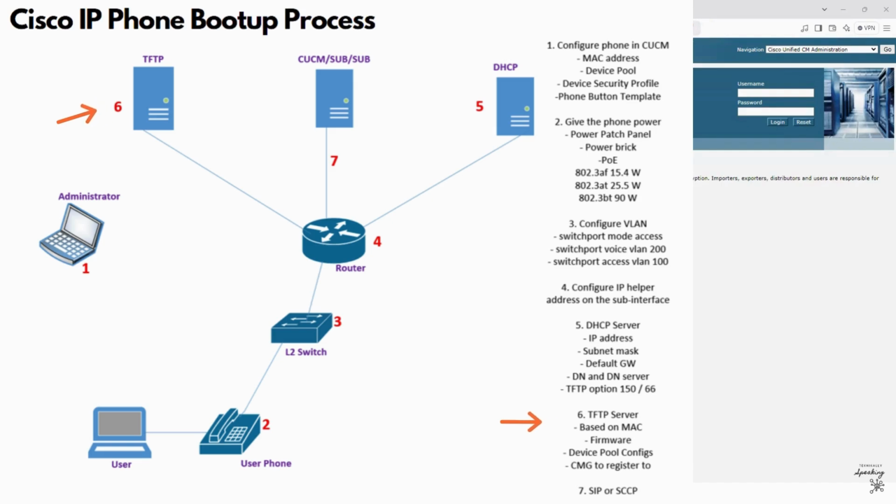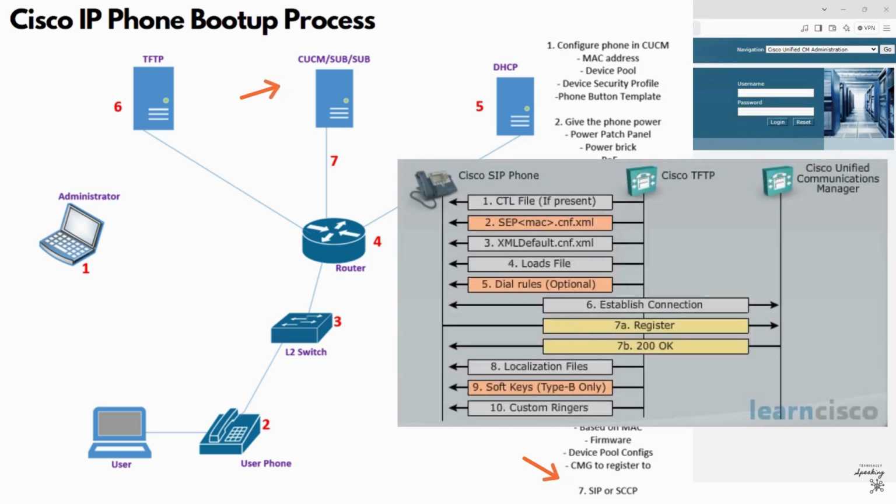So now that the phone is done talking to the TFTP server, it goes to call manager so it can register to start making calls. The phone communicates with CUCM using SCCP, or Skinny Call Control Protocol, or SIP, Session Initiation Protocol. And this depends on the phone's configuration, what we set up. Now, the phone will identify itself using its MAC address and request its phone-specific configuration. And then CUCM will assign the phone an extension and activate it for use.